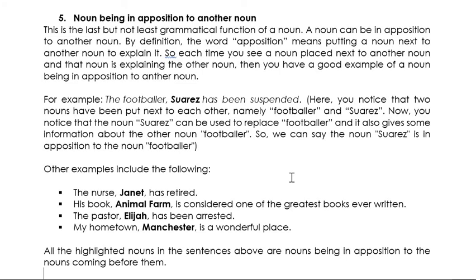It is possible for you to remove Animal Farm from the sentence and simply say, his book is considered one of the greatest books ever written. But to clearly identify it, you used Animal Farm. So Animal Farm and the book are the same. The third sentence example, the pastor has been arrested, but the pastor has a name, so we added Elijah as the apposition to the noun, the pastor. In the last sentence, my hometown is a wonderful place. For those who don't know your hometown, you decided to add extra information by naming it Manchester. My hometown, Manchester, is a wonderful place.